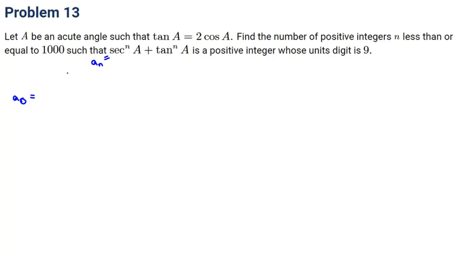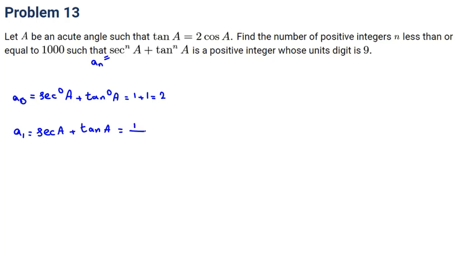a0, it says n positive integer, but let's calculate also this. It will be secant 0 to the a plus tangent 0 to the a. Okay, so it will be 1 plus 1, 2. Now the next one. a1 is secant of a plus tangent of a. Okay, so a1 is secant a plus tangent a.